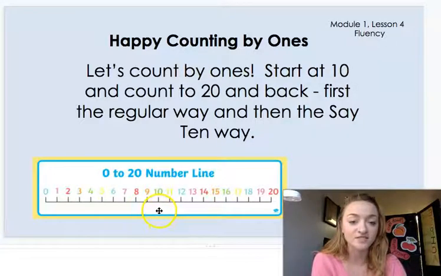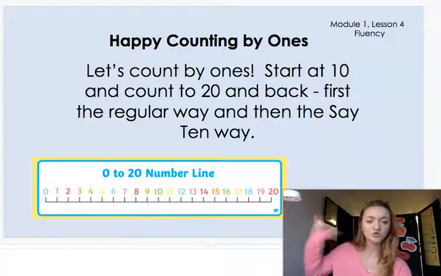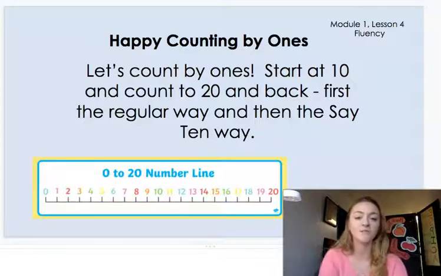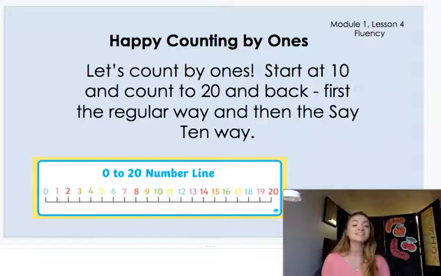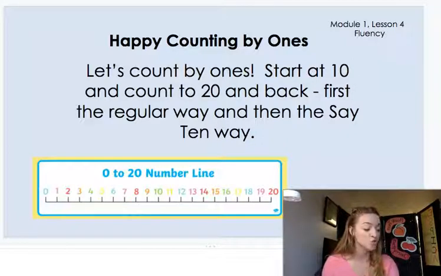So we got all the way to the number 10. Awesome. You can shake your fingers, me too, if you got all the way back to the number 10. That was the normal way, right? That was the regular way. We always say our numbers in English. Now let's count the say 10 way. This might be new to you, but I think you'll pick it up pretty quick.